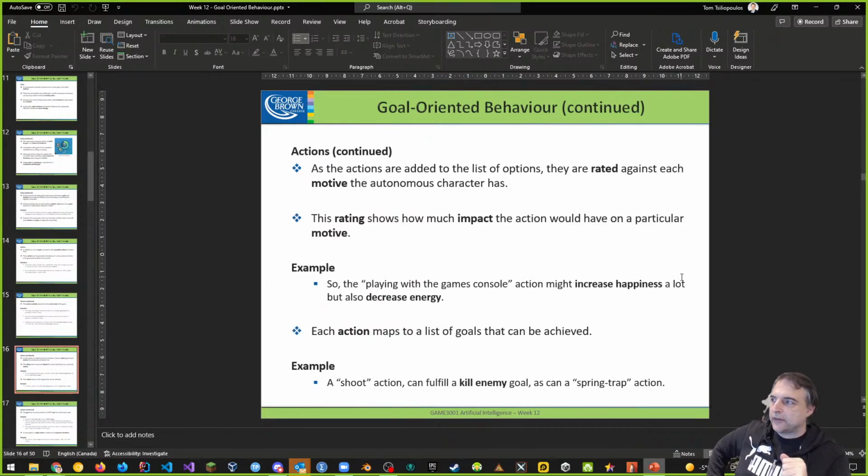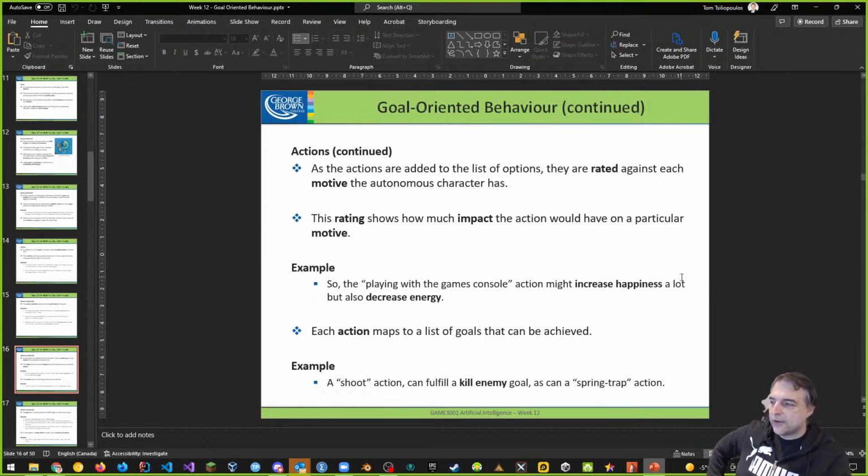More about actions. Actions are added to the list of options, but they're also rated against each motive that the autonomous character has. This rating is how much impact the action would have on a particular motive. So I have an action, but when I take that action, what does it do against my goal? If I have a goal, motive, desire, whatever you want to call it, for an autonomous character, how is taking that action going to satisfy my goal? And how is it going to reduce that goal's insistence? It's going to reduce the numbers, right?